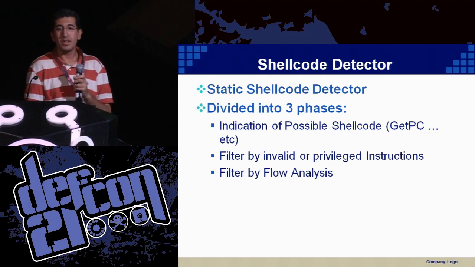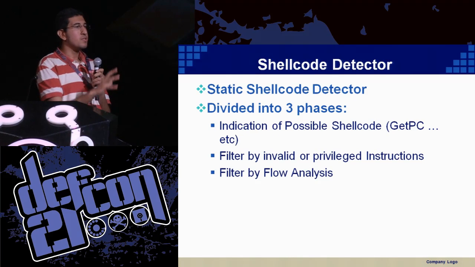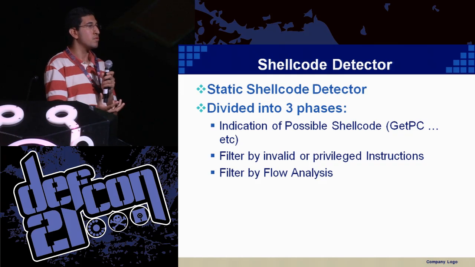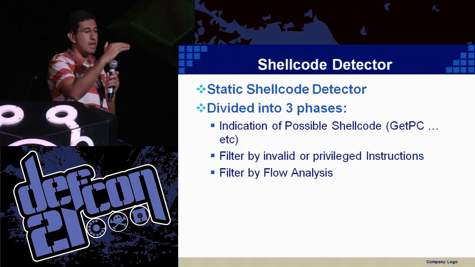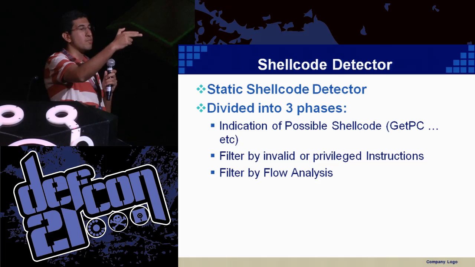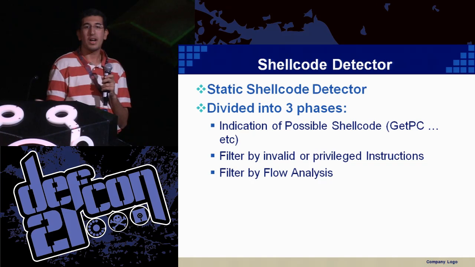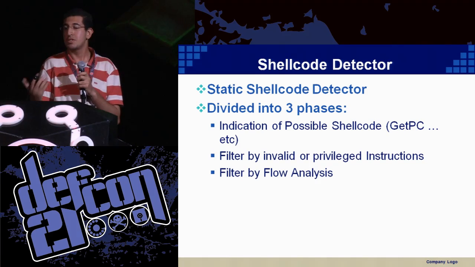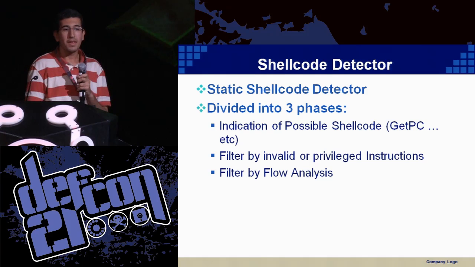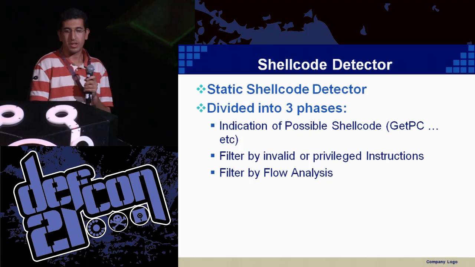We divide this shellcode detector into three phases. In the first phase, we search in this username for an indication that there is working code, for example a working loop inside. If I disassemble all of these instructions and find a jump to one of them, and the code simply works, that's the first indication of possible shellcode. Second, I filter out all invalid instructions, or CPU instructions that are corrupted or not used in normal processes. Then I do some flow analysis on all of this shellcode, to see whether the code will work fine or it's just a bunch of bytes.